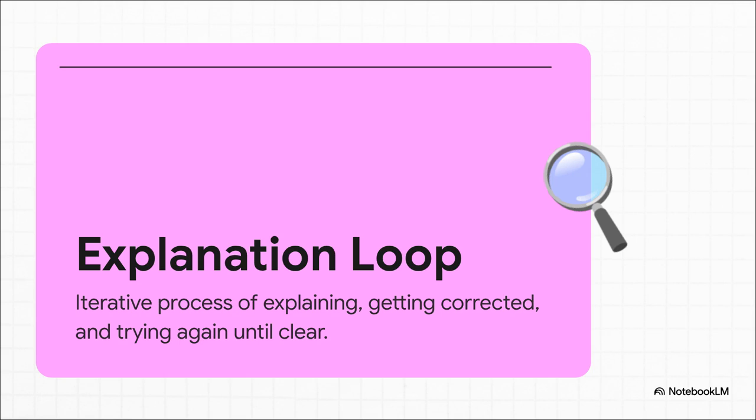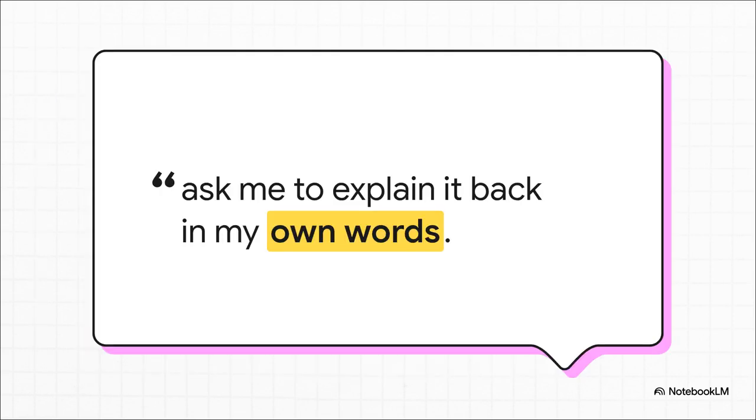It's this relentless, iterative process. You explain a concept, you get targeted corrections, and then you try again until you achieve absolute total clarity. To kick this loop into gear, you start by asking the AI to explain the topic simply. But then, you give it this super crucial command, ask me to explain it back in my own words. You are literally daring it to find your mistakes. And the best part, you tell it to repeat the process over and over until you can explain it perfectly without any help at all.